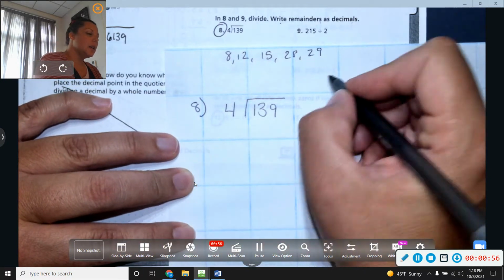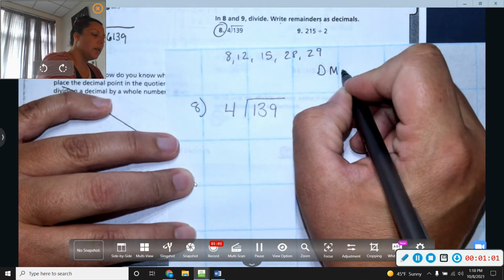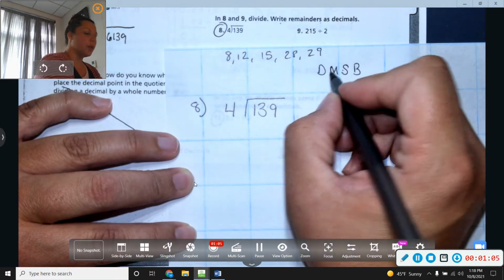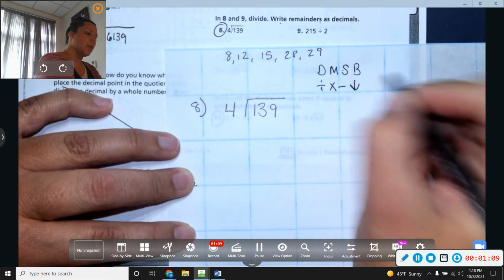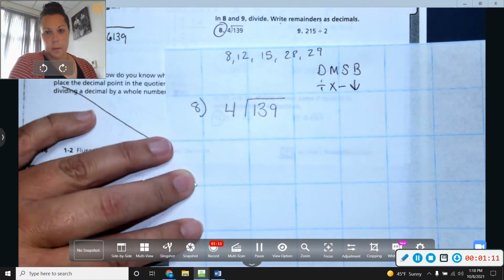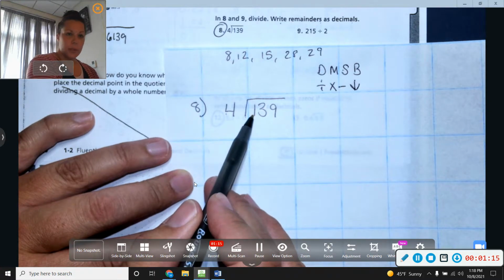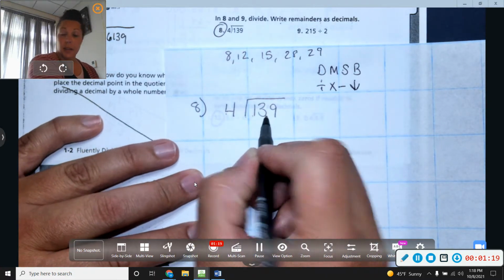I need to remember my steps. We divide, we multiply, we subtract, and then we bring down. If you prefer to write the symbols because it helps you, then write the symbols, okay? 4 goes into 1. Can't do it, okay? 4 goes into 13. Yes, it can go into 13.